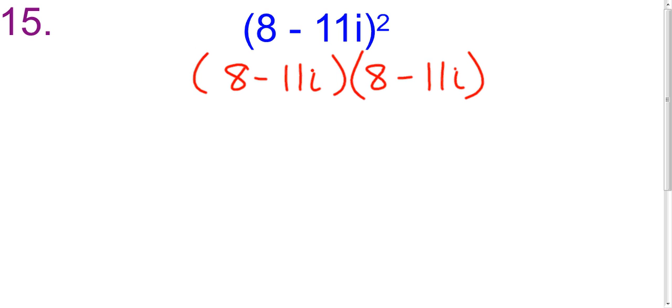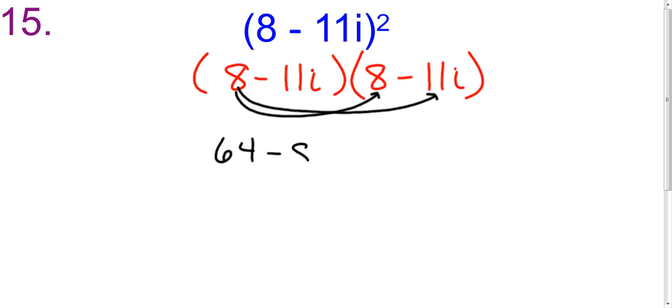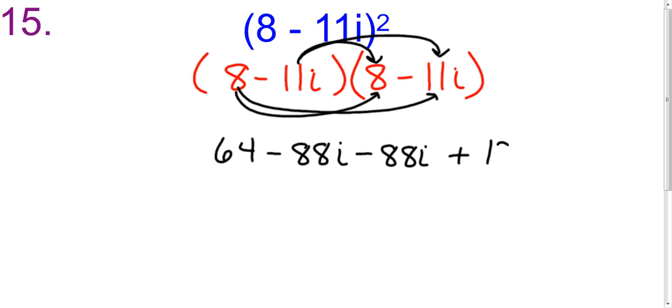So again, I will distribute this through, and I will have 8 times 8, which is 64. And 8 times negative 11i would make negative 88i. And then negative 11i times 8, which is again negative 88i. And negative 11i times negative 11i is positive 121i squared. All right, so now we've got a little bit of simplifying to do here too.